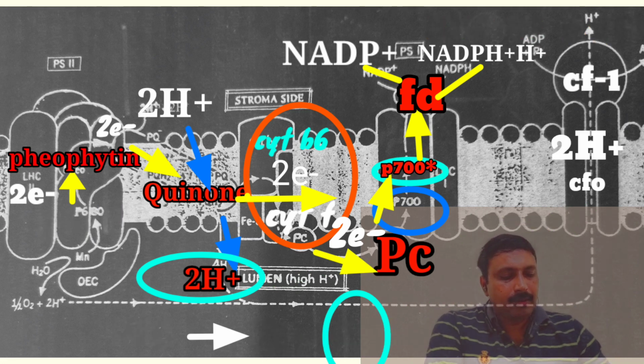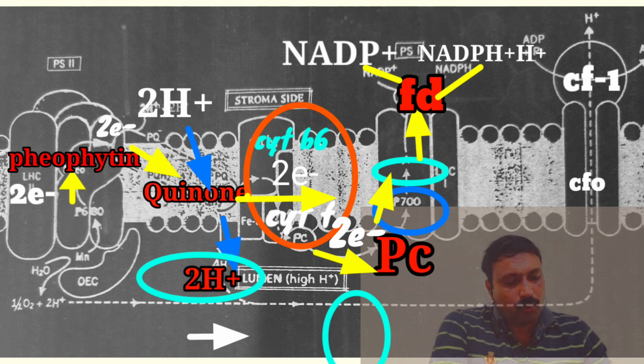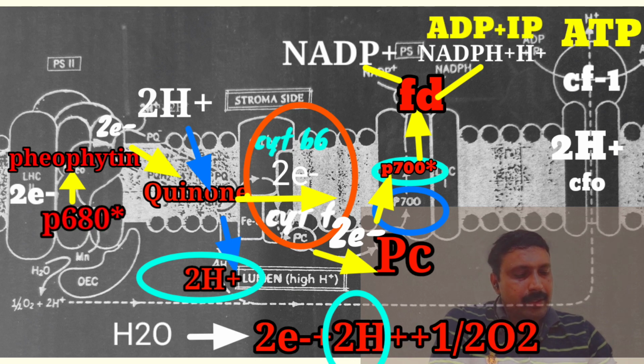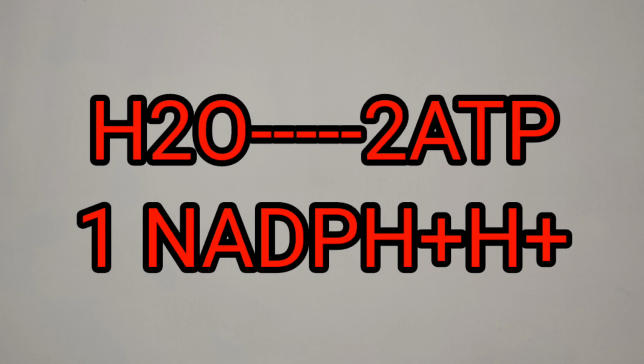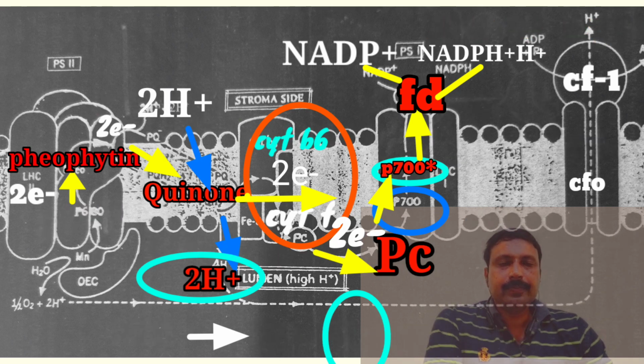Like that, for one non-cyclic electron transport, when one water molecule undergoes photolysis, how many ATP can be synthesized? 2 ATP. And how many NADPH2 can be synthesized? 1 NADPH2. So this is non-cyclic electron transport. Thank you.